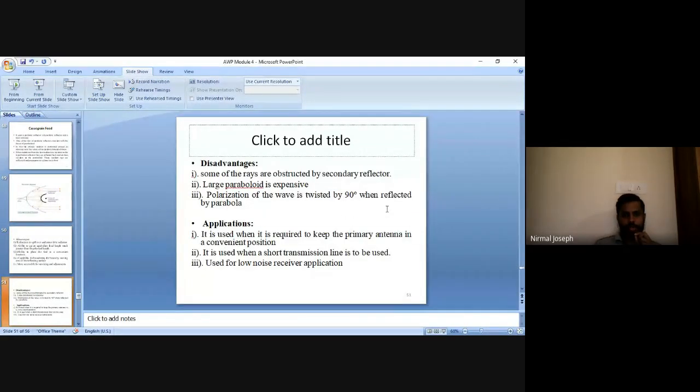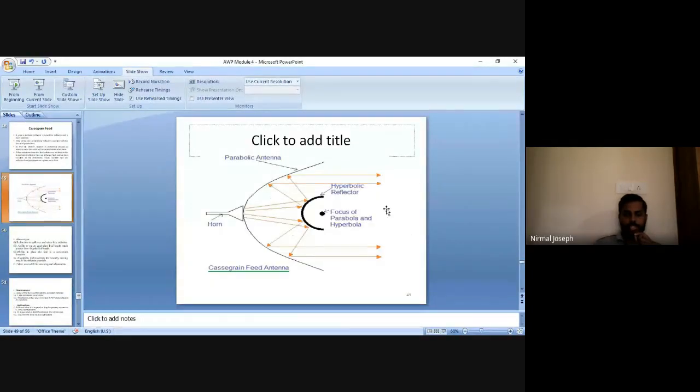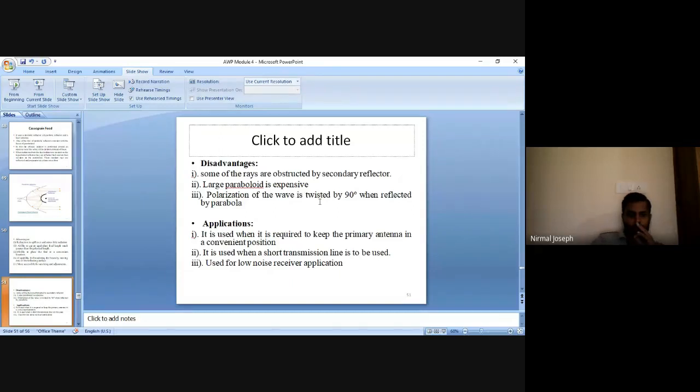Disadvantages: some of the rays are obstructed by the secondary reflector. That's a disadvantage that you might have noticed. Here the reflector is there, so some of the rays can get obstructed by this. Also, a large paraboloid is expensive. If you are going for a very large paraboloid, it will be quite expensive.